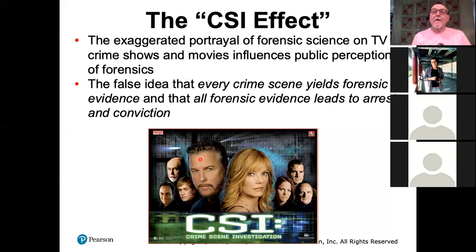The second thing is that in these kinds of fictional TV programs, the crime scene always yields useful forensic information. And usually associated with that, there is useful eyewitness testimony or whatever, which drives the investigation forward. And they almost always lead to arrest and then to conviction. Almost none of this is true in real life.